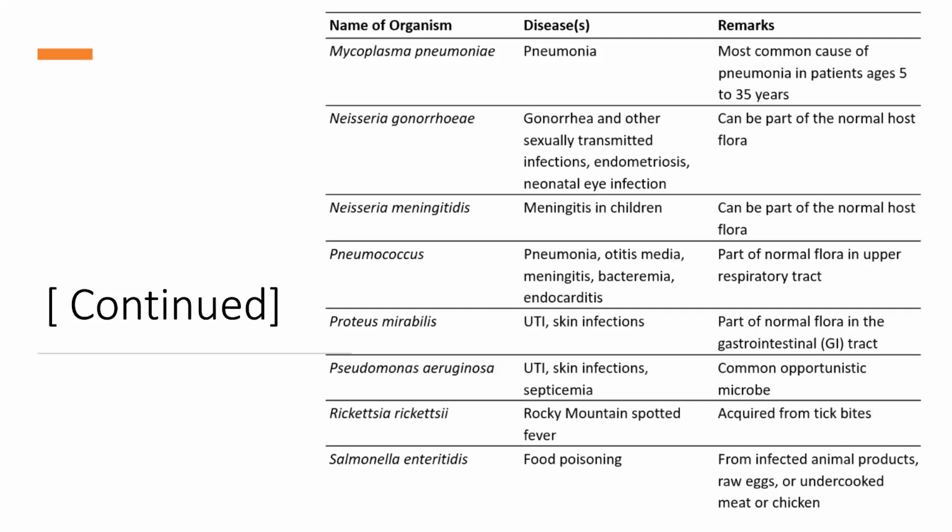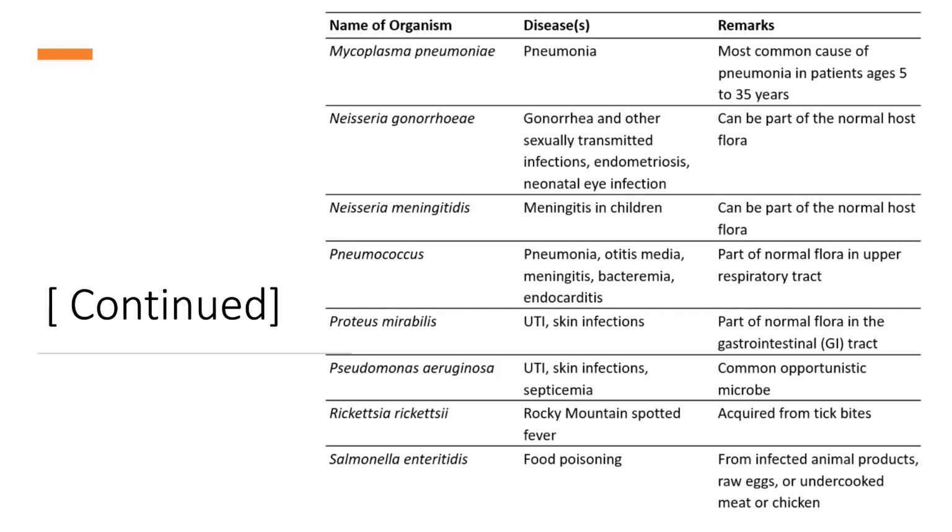Then Mycoplasma pneumoniae causes pneumonia, the most common cause of pneumonia in patients aged 5 to 35 years. Neisseria gonorrhoeae causes gonorrhea and other sexually transmitted infections, endometriosis, neonatal eye infections, and can also be part of the normal host flora. Neisseria meningitidis causes meningitis in children. It can be part of the normal host flora.